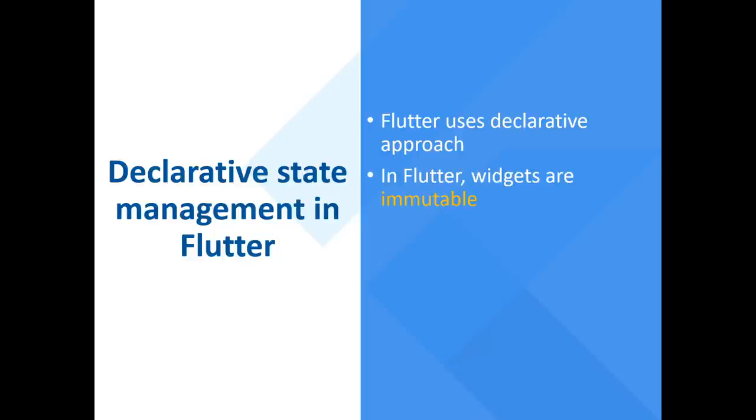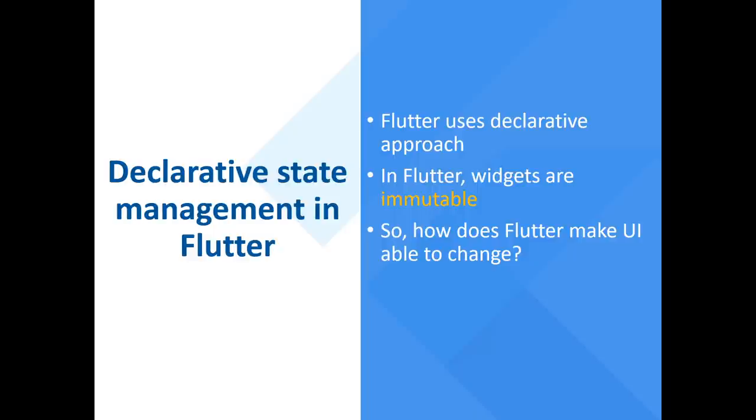Just now we have seen that the imperative style heavily used the mutability concept. The reason why imperative can update the UI is because the UI components are mutable. The framework allows the component to change. However, in Flutter, the UI components, or we call them widgets, are all immutable. We cannot change the properties of the UI or the widgets.